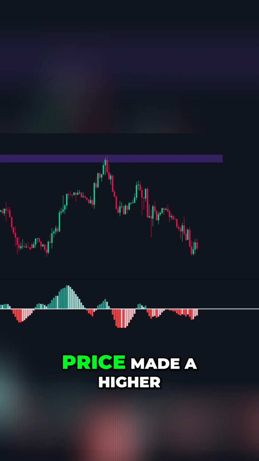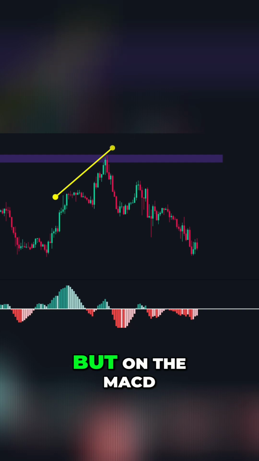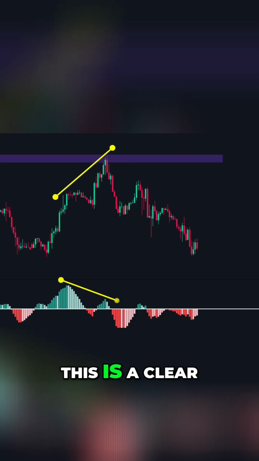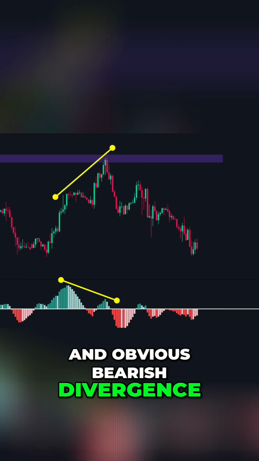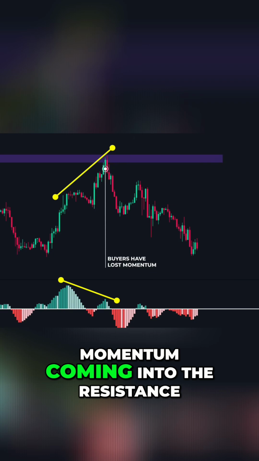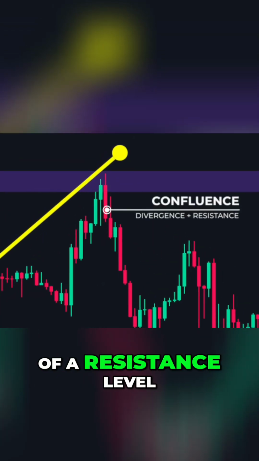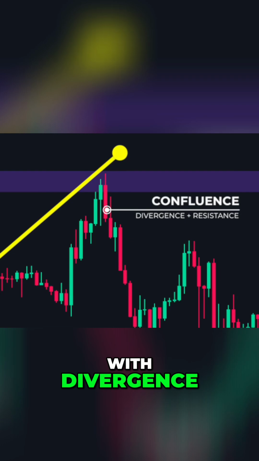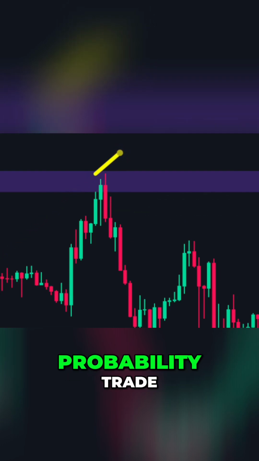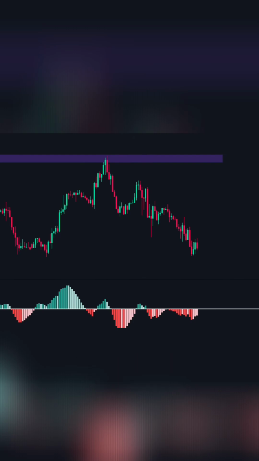We see that the price made a higher high coming into the resistance level. But on the MACD, we see lower highs. This is a clear and obvious bearish divergence. It tells us that the buyers have lost momentum coming into the resistance. We have a confluence of a resistance level with divergence. This is a high probability trade. Therefore, we should look out for a sell trade.